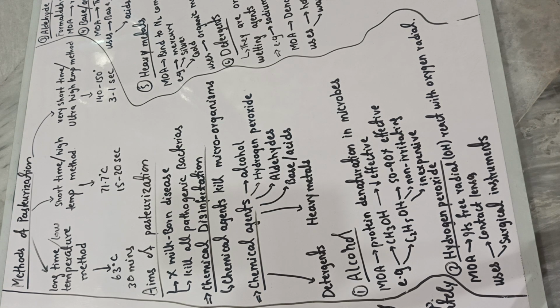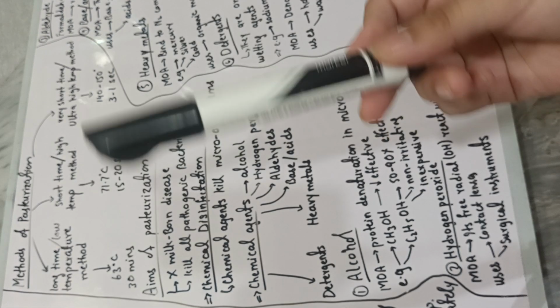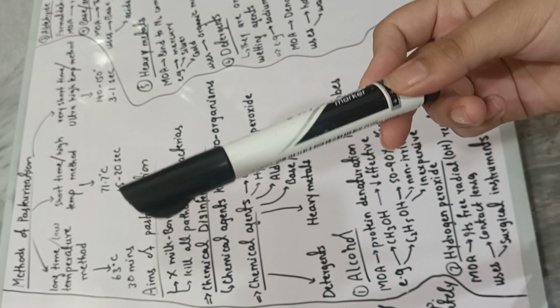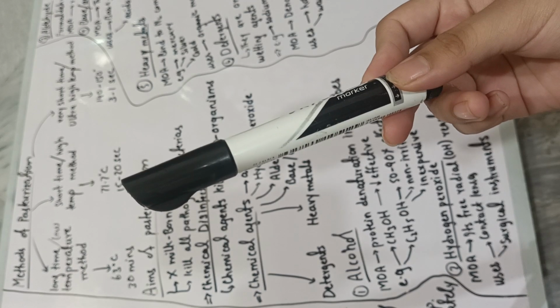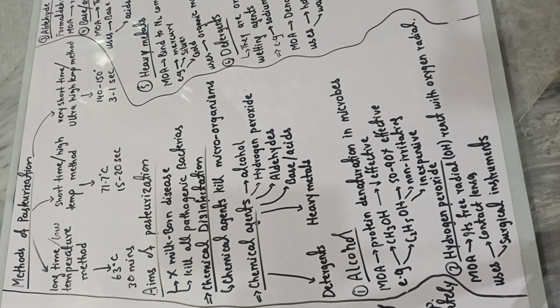By keeping at this temperature, you will keep your food or any liquid in it, and it will kill all the microorganisms. The second method is the short time and high temperature method. In this method, you will keep it at a temperature of 71.7 degrees, and the time is 15 to 20 seconds.